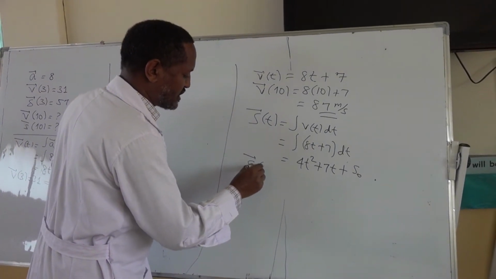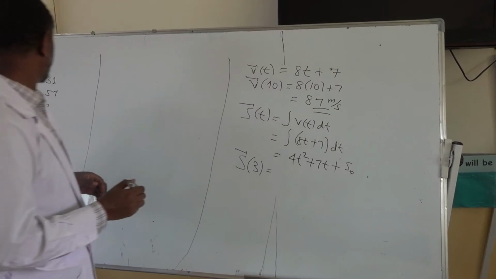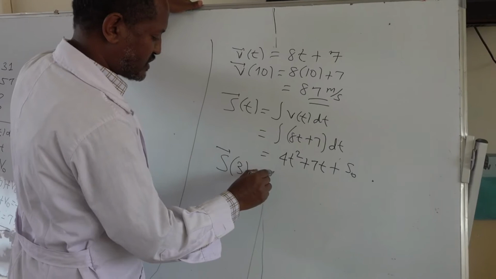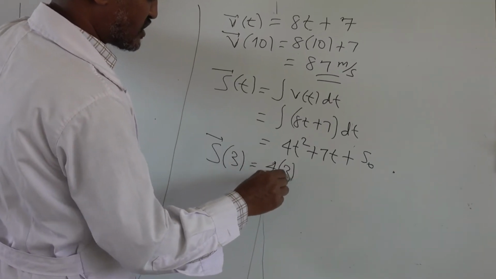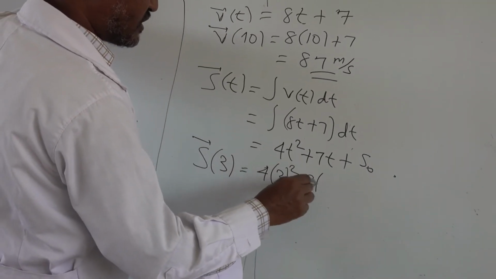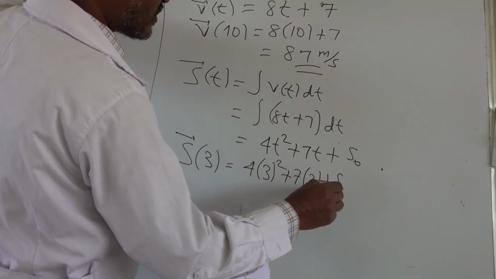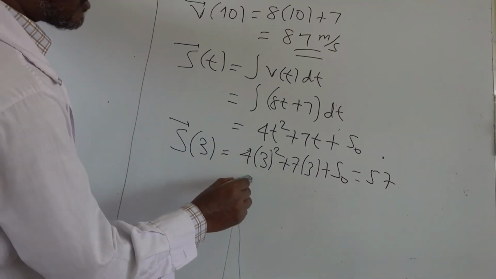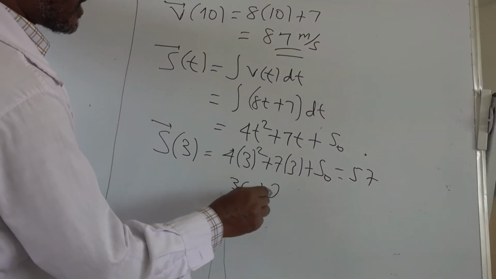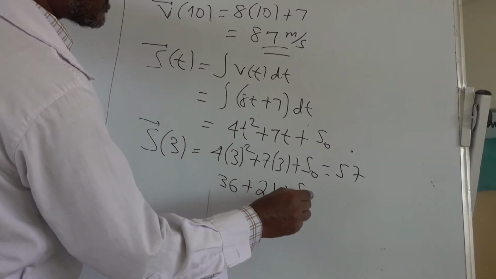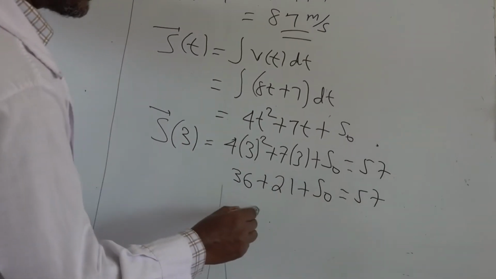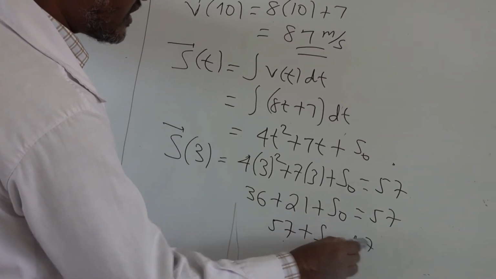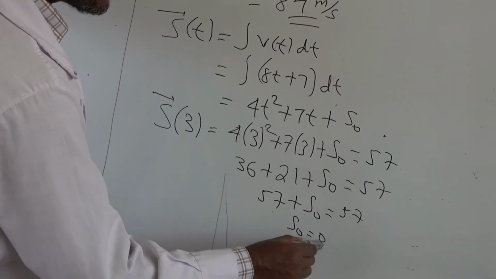S of 3 is given to be what? 57. So S of 3 is 4 times 3 squared plus 7 times 3 plus S naught, which is given to be 57. This is 9 times 4, 36, plus 21 plus S naught equals 57. 57 plus S naught is 57. From this, S naught is 0.